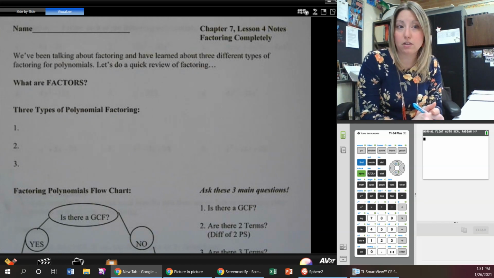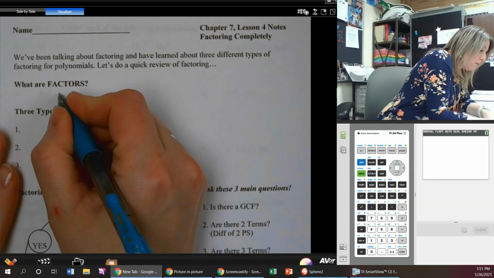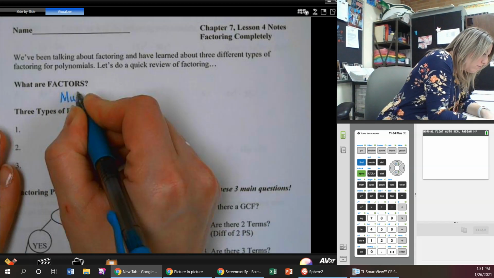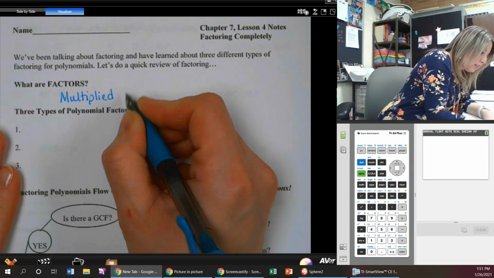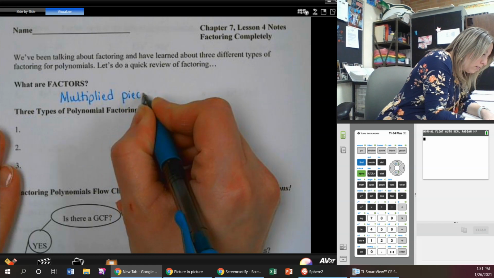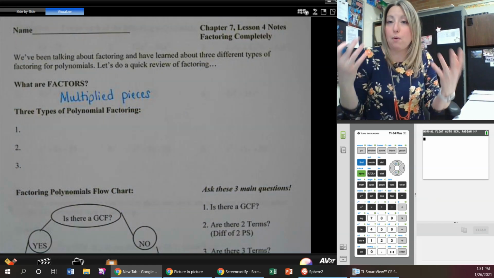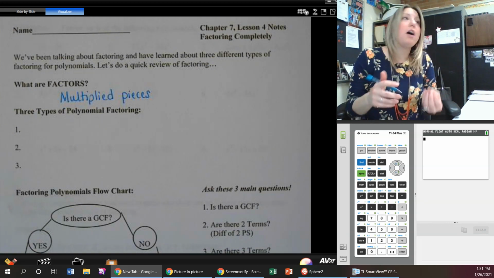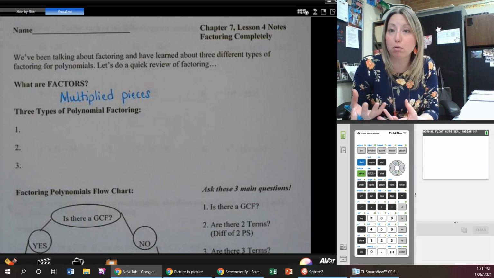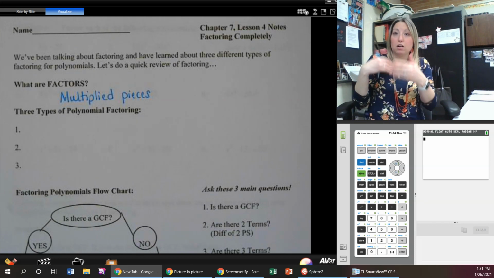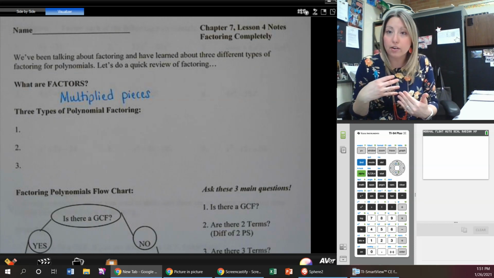Before I get into this, I want to remind you that factors are multiplied, as in the past, pieces. So these are 2, 3, 4, however many pieces multiplied together to give me my current product. Factors are going back and figuring out what were the things that multiplied together.